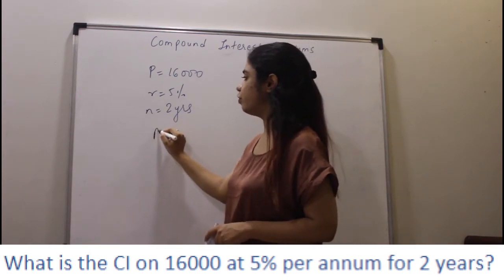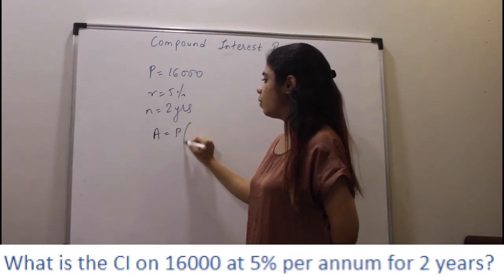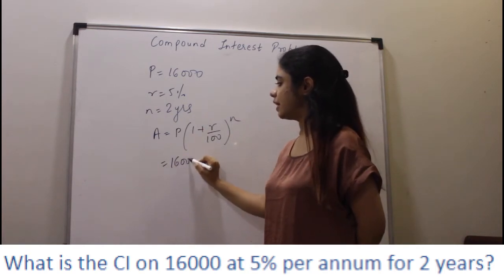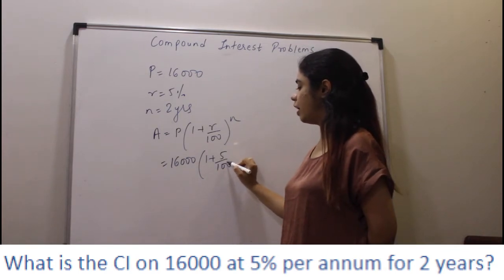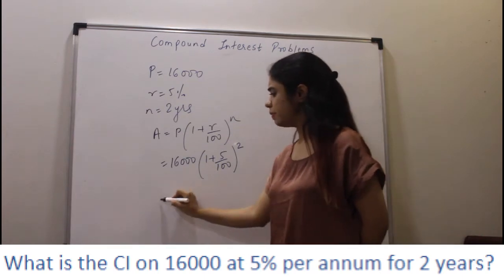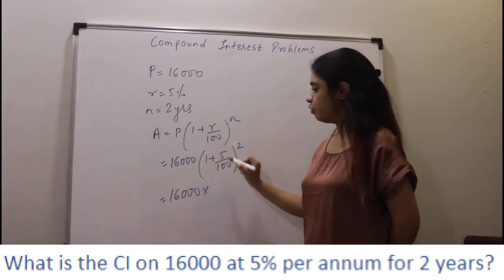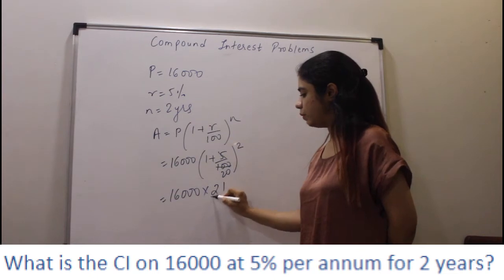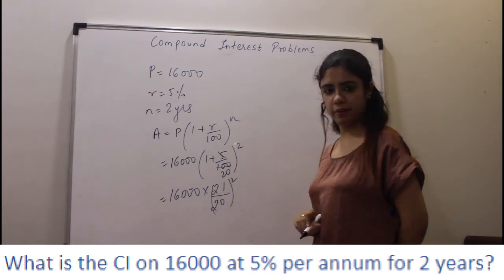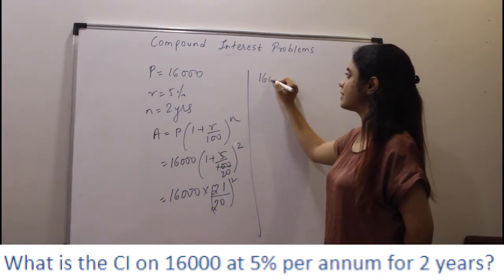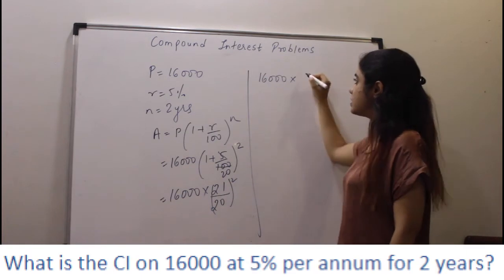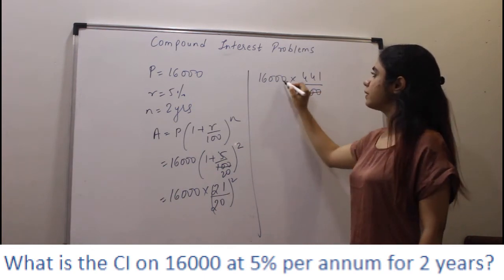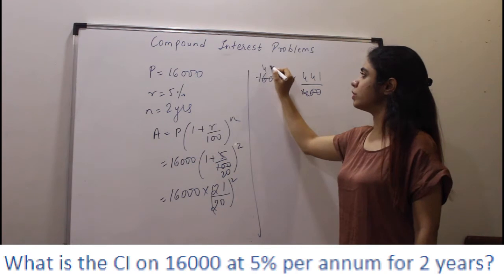So we know the formula for amount at compound interest is P (1 + R/100)^N. Okay, so your principal value is 16,000. This will be 1 plus 5 upon 100 raised to 2. So this will become 16,000 into 21 upon 20, the whole square. Your final value will be 16,000 into 21 square is 441 upon 20 square is 400. So your zeros will get cancelled. 4 ones are 4, 4 fours are 16 and zeros are.